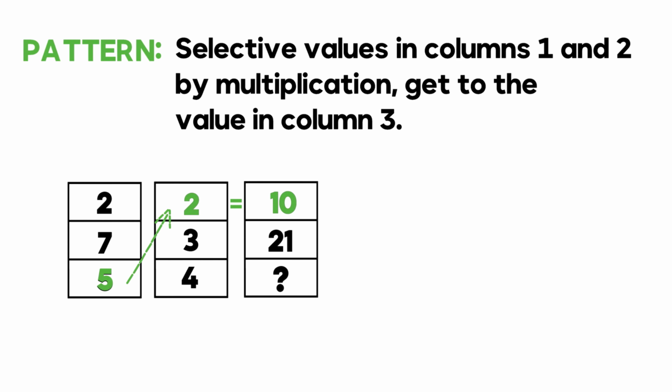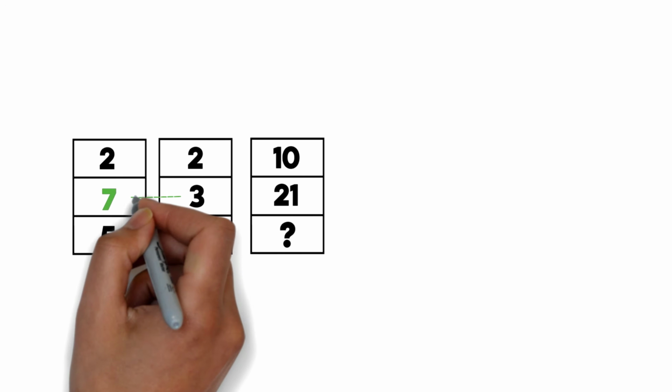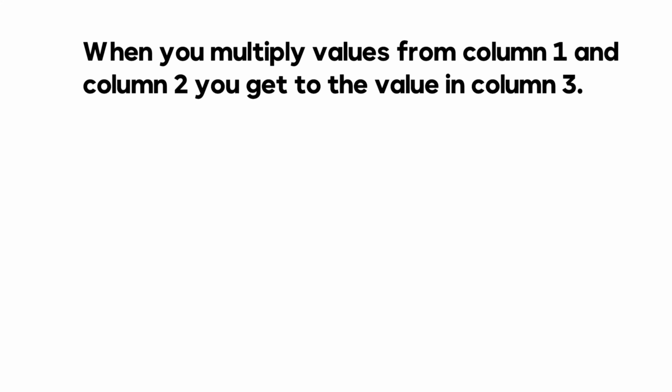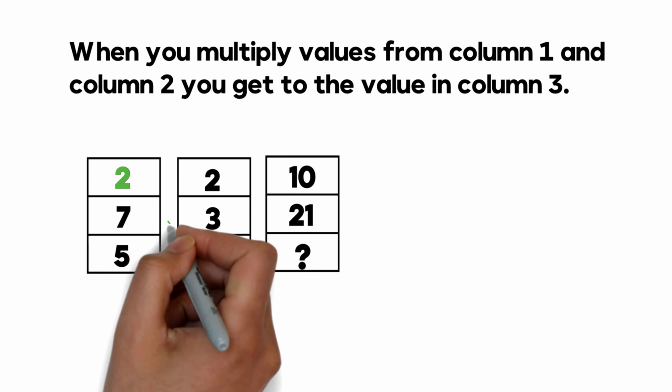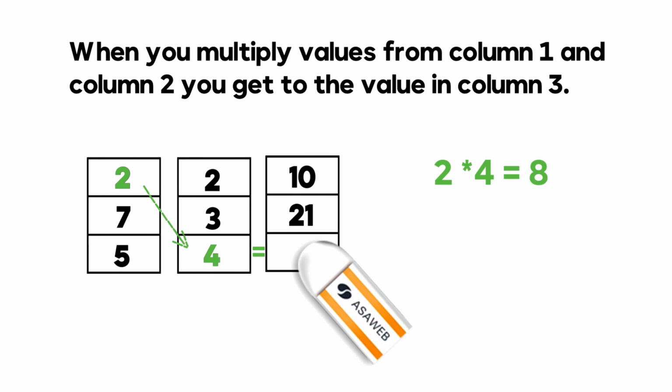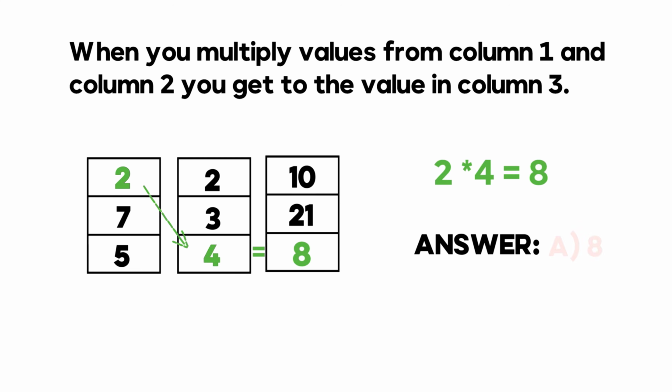If we multiply 5 by 2, we get to the value of 10. Second set of values represented by the middle row: 7 multiplied by 3 equals 21. So the missing values here can be calculated by multiplying 2 by 4, and the end result would be equal to 8. So the correct answer to this problem is choice A, 8.